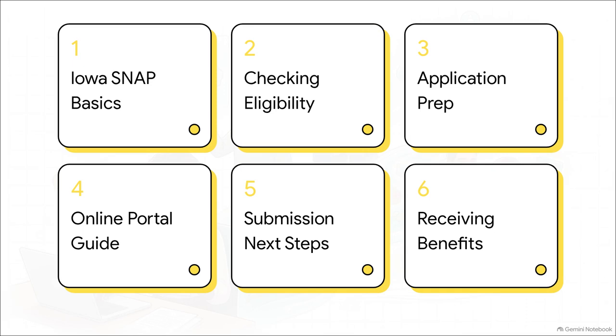Tackling government forms can definitely feel a little intimidating, but it's actually highly manageable when we break it down into these 6 straightforward steps. We'll cover the Iowa SNAP basics, checking your eligibility, preparing your application, navigating the online portal, submission and next steps, and finally, receiving your benefits.